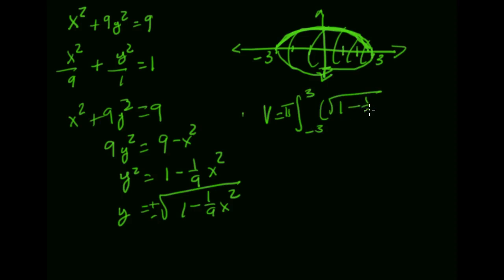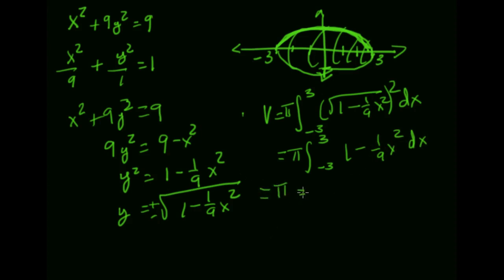So my volume will be pi times the integral from negative 3 to 3 of the square root of 1 minus 1/9 x squared dx, which is pi times the integral from negative 3 to 3 of 1 minus 1/9 x squared dx. Yeah, so let's take the antiderivative there. I get pi times x minus 1/27 x cubed from negative 3 to 3.